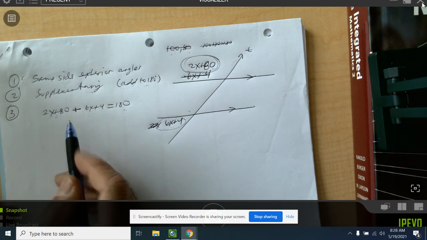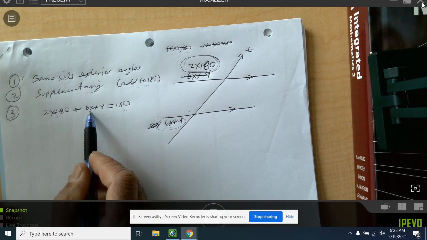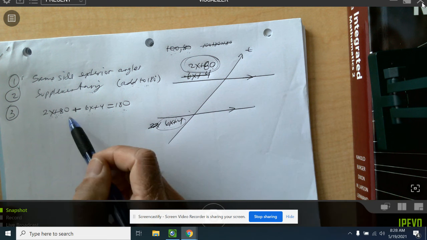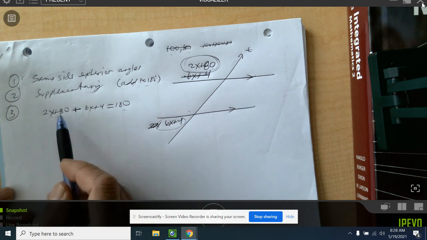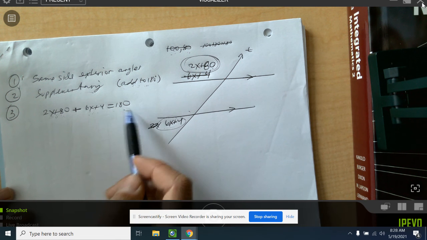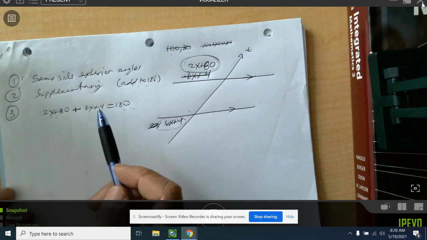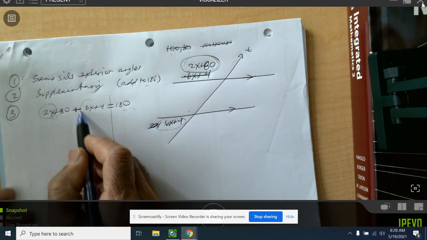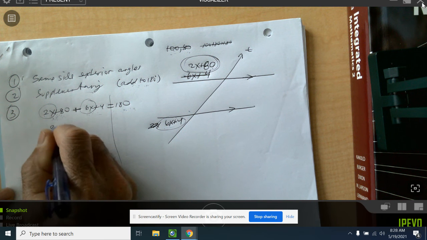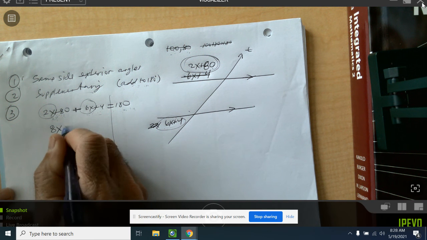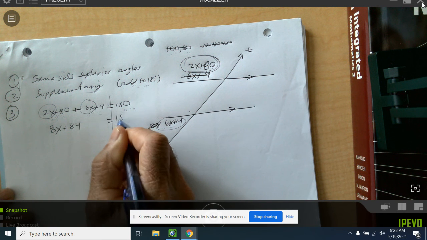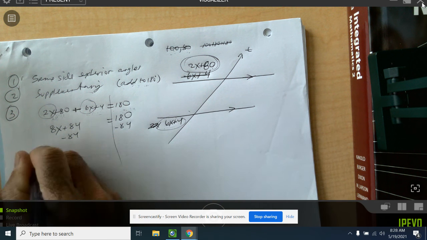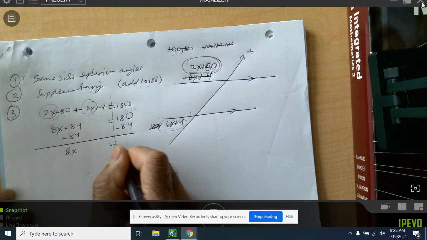So here the relationship, we're putting both of these on the same side. We're not actually comparing these two directly. We're using the relationship between the two. They add to 180, or they sum to 180, to set up our equation. Now, you combine your like terms. 2x and 6x is 8x. 80 plus 4 is 84. Subtract 84 from both sides. You get 8x equals 96.